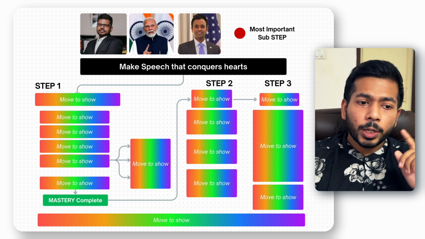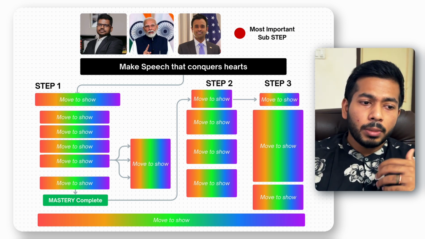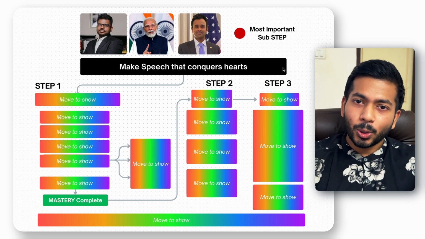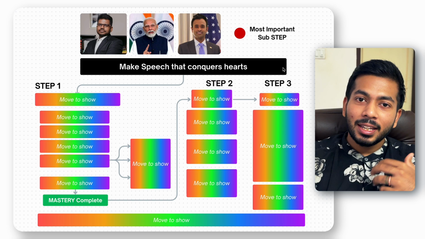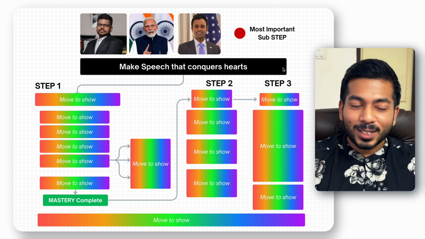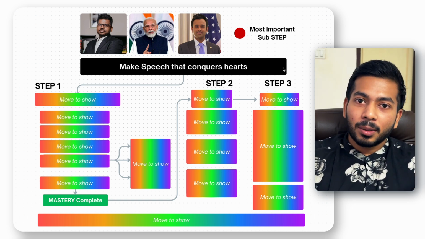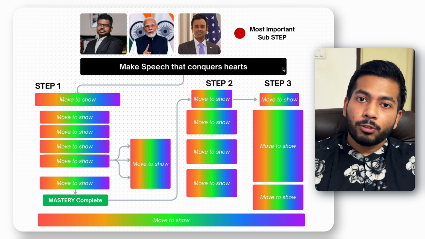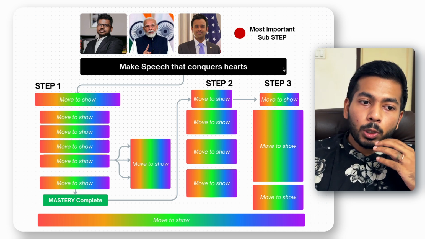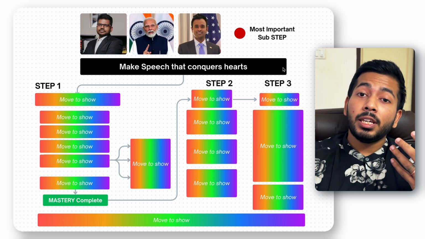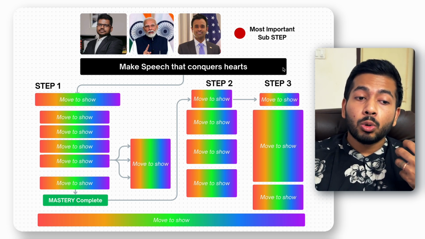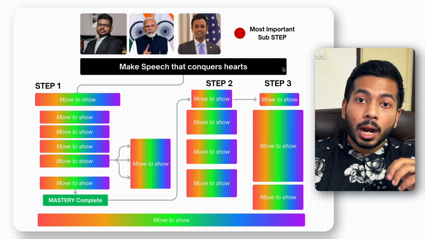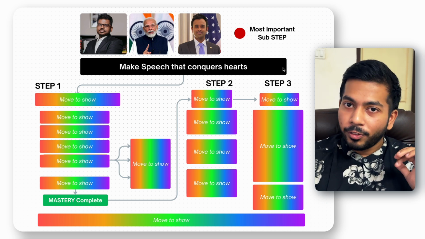The first thing which I want to say is this is, of course, make speech that conquers hearts. I've put some pictures of good orators so that you can get some inspiration before we start the video: J. Sai Deepak, Prime Minister Narendra Modi, and Vivek Ramaswamy from America. These are people who I have truly seen could conquer hearts with their speech. And how do they do that? How do we do that? This is the video for it.